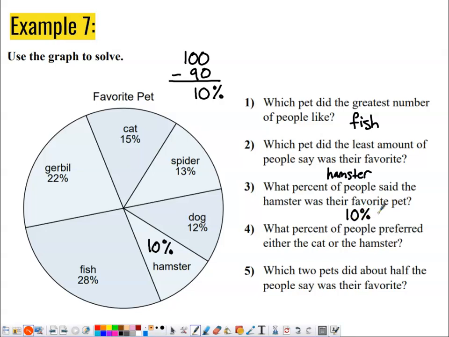Number 4, what percent of people preferred either the cat or the hamster? So the cat is 15%, the hamster is 10%. Add those together to get 25%. Number 5, which 2 pets did about half the people say was their favorite? So I'm looking for half the pie. Well, this line looks perfectly straight across, which is 50%. And I see that gerbils and fish are that 50%. So gerbil and fish.